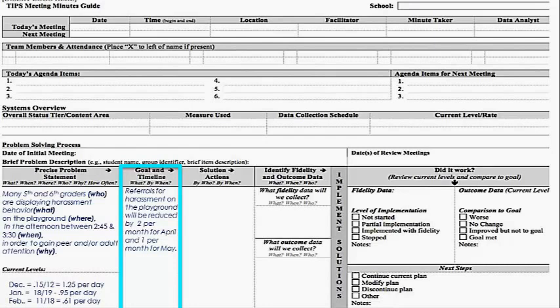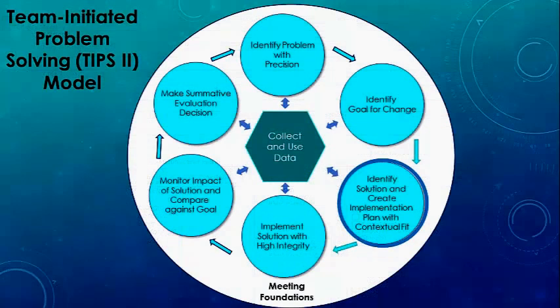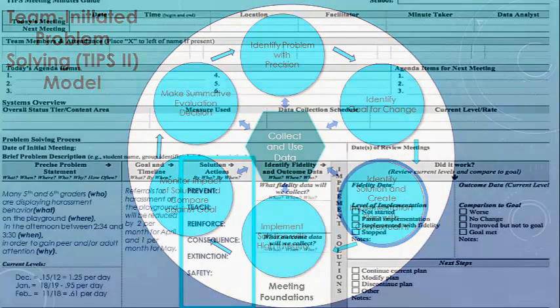And we talk about SMART goals, being very specific, measurable, accurate, reasonable, I always say, and timely. And so for this particular team, they decided that they were taking the number of office discipline referrals that they had the month before and reducing it by 2. And then the following month, they were going to reduce it by 1. And they felt that that was very doable for them and reasonable. And then Mike, you want to click to the next one that shows the third step, which is identifying the solution and creating an implementation plan with contextual fit.